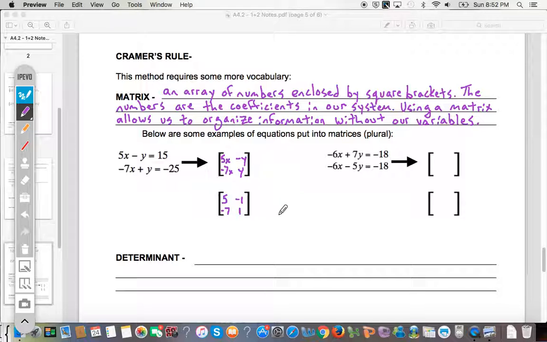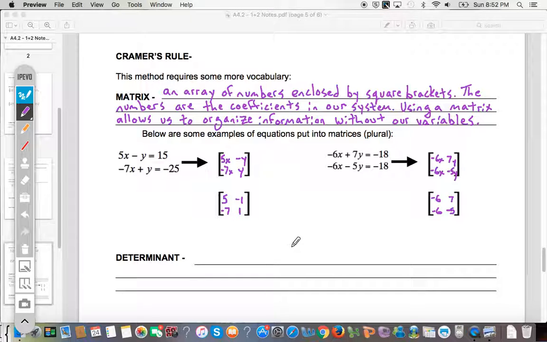Okay, so that's perfect right there. That's a good looking matrix. So over here I'll do the same thing. Negative 6x and 7y. Down here I have negative 6x. And I have minus 5y. Probably should have made those matrices a little bigger. What do you think? Okay, so now just take the coefficients. Negative 6, 7, negative 6, and negative 5.